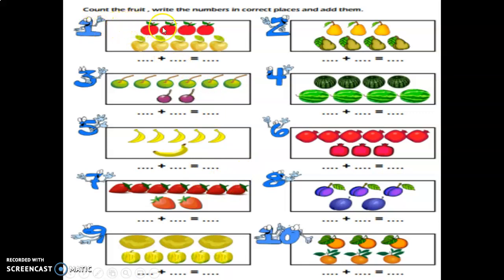So first, the top row, you're going to count how many apples. 1, 2, 3, 4. You're going to go ahead and write number 4 here, plus 1, 2, 3, 4, 5, plus 5. So 4 plus 5, you count them all. 1, 2, 3, 4, 5, 6, 7, 8, and 9. So you write your answer right here, number 9.